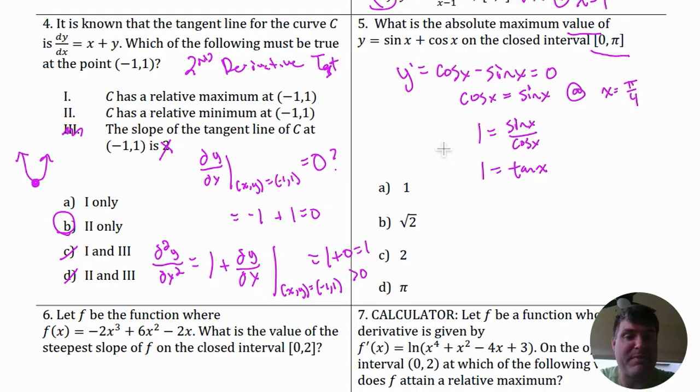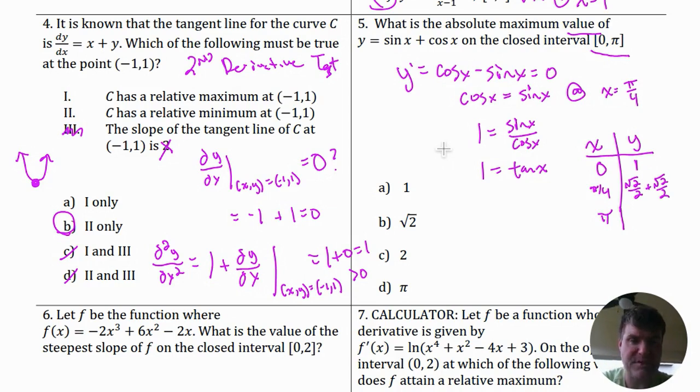So now I'm going to go ahead and make my table here. So I have my x value, I have my y value. So I'm going to go ahead and use 0 because that's an endpoint. I see pi over 4. It's a critical point, and then pi. So we're going to go ahead and substitute these values in. If we have a 0 in for y, we're going to get 0 plus 1, so we're going to get 1. At pi over 4, we're going to get root 2 over 2 plus root 2 over 2. And at pi, you get, what, 0 minus 1, so negative 1.